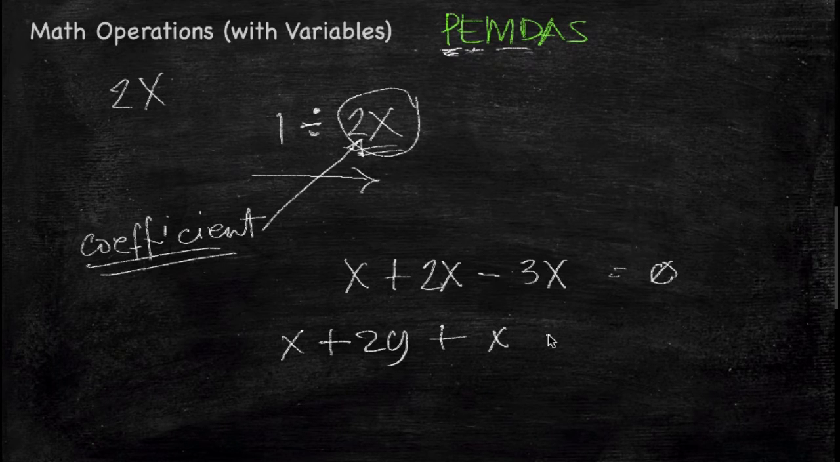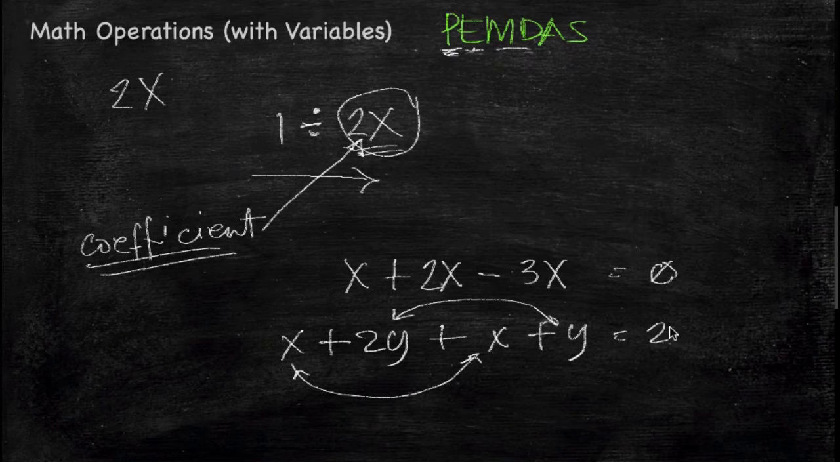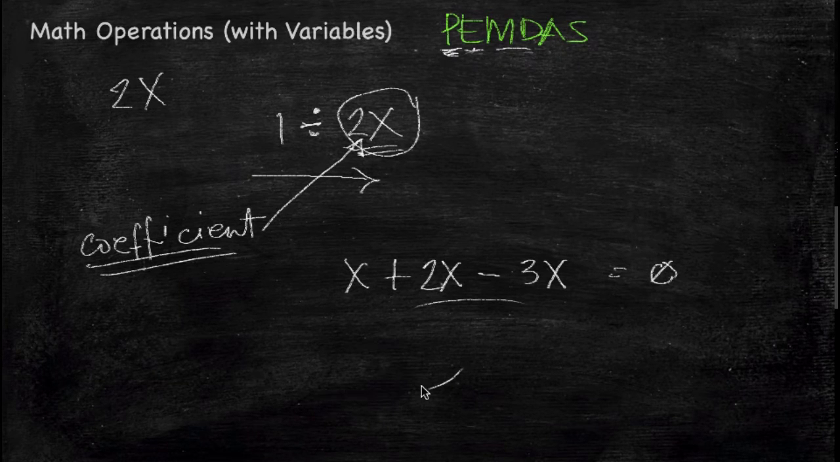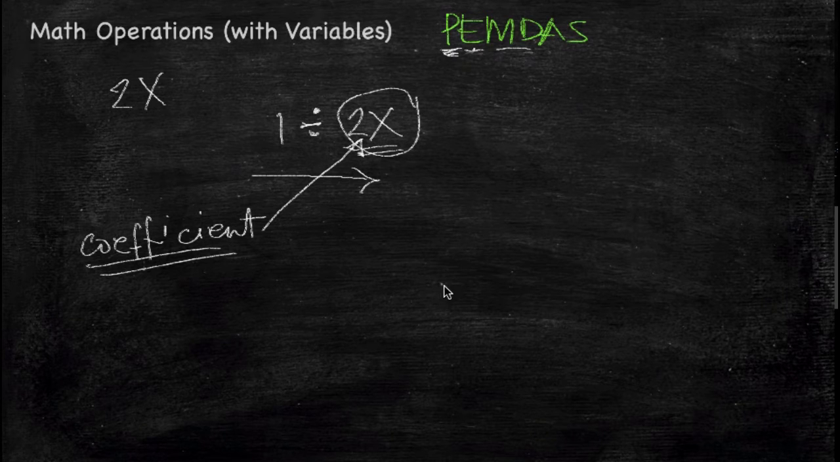Ganyan, i-add mo lang. So, if you have x plus 2y plus x plus y, ano yung mangyayari? You don't mix them up together, but you can add all x's, and you can add y's, and that results to 2x plus 3y. Make sense? Yeah, makes sense. So, you just add apples to apples, oranges to oranges, x's to x's, and y's to y's.